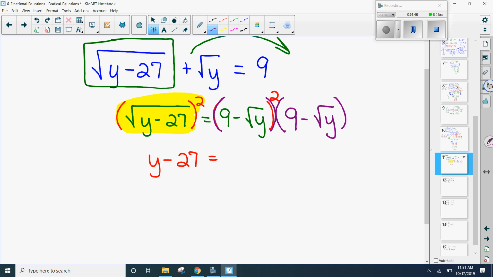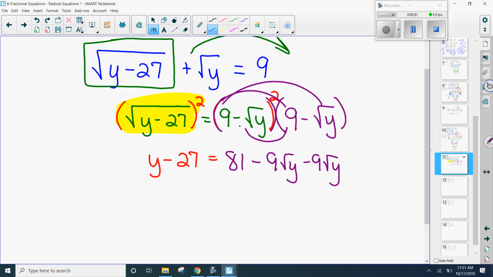So you have to FOIL. If you multiply the first together, you get 81. If you multiply the outer together, you get negative 9 radical y. If you multiply the inner together, that negative sign, you're still going to get negative 9 radical y. And if you multiply the last together, careful, you have a negative times a negative, which is a positive. Radical y times radical y is just y.